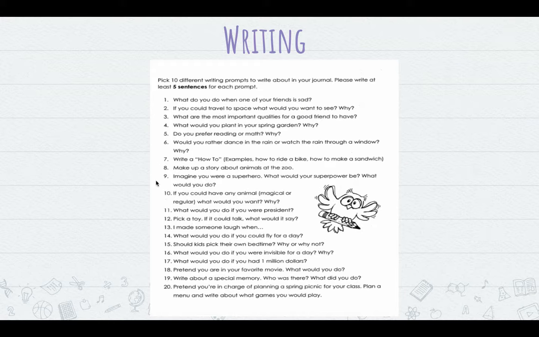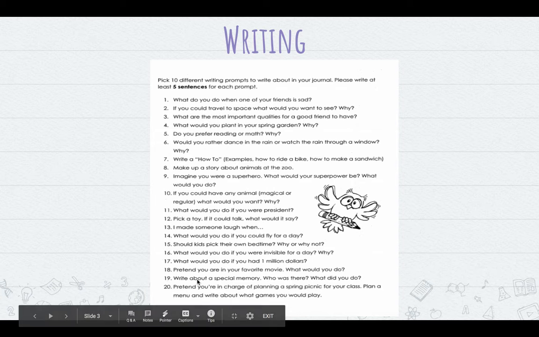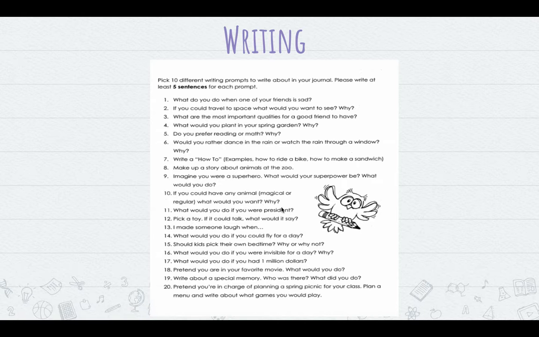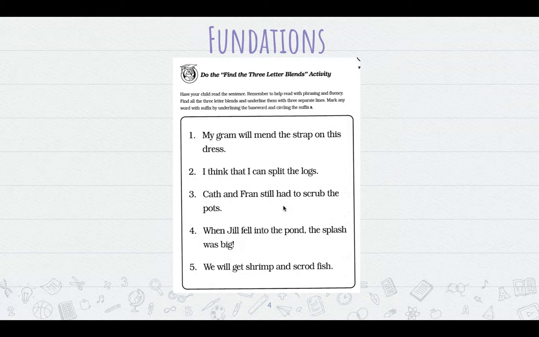And there are some cool writing prompts in here, guys. I know Abby was saying she picked the writing prompt about what she would do if she had $1 million. Someone picked a prompt about pretending that there were zoo animals in their story. Trying to find it. What would you do if you had $1 million? That was Abby's. If you could have any animal, magic or regular, what would you want? Why? These are all pretty cool, so definitely check that out.